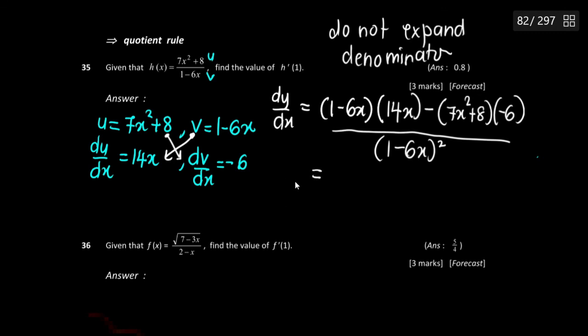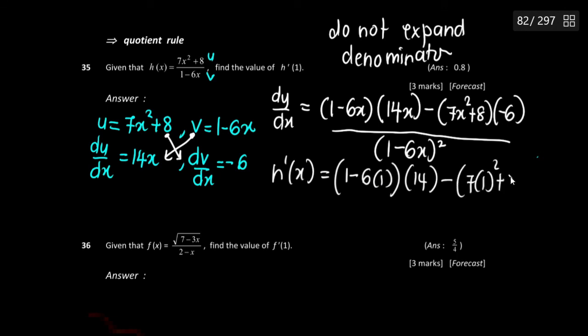Now that you have found h, this is actually the first derivative. You can expand the top one, not the bottom one. But since they already asked us to find the value, I am going to straight away substitute 1 into x so that I can shorten the working. I don't need to expand anything. Put all my x as 1. Find the value: 7 times 1 squared plus 8, negative 6, 1 minus 6 squared.